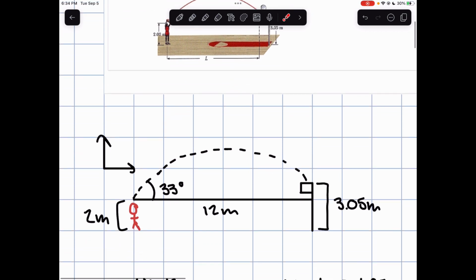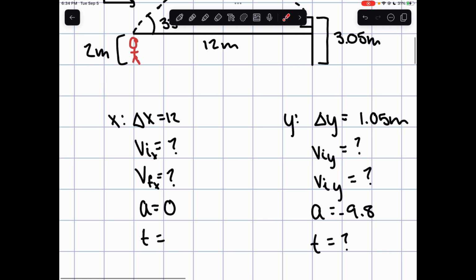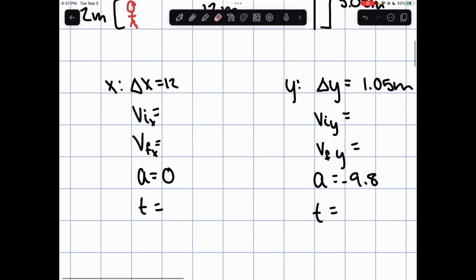Really quickly, I just like to sketch another picture, this time including the length of the floor and also adding a coordinate axis in so that we're able to see which directions we're calling positive. After that, I like to draw a givens chart. So we look at change in position, the initial velocity, the final velocity, the acceleration, and the time. In our chart, it looks like there's a lot of unknowns, but we can fill some of these in quickly with the information they gave us.